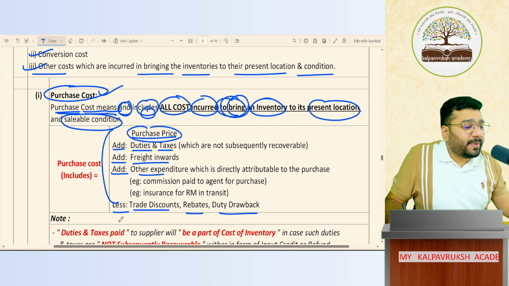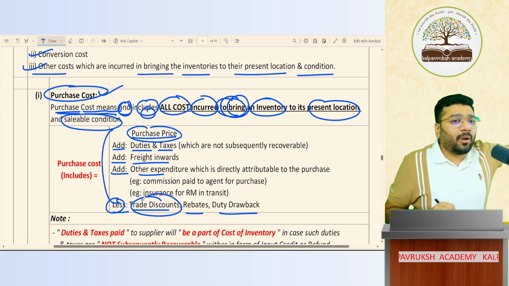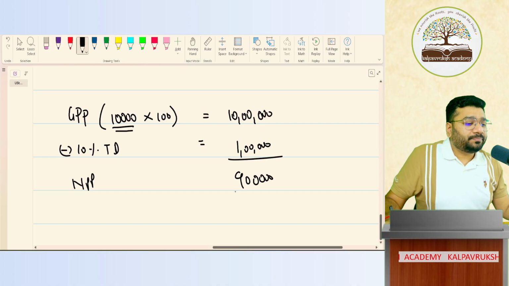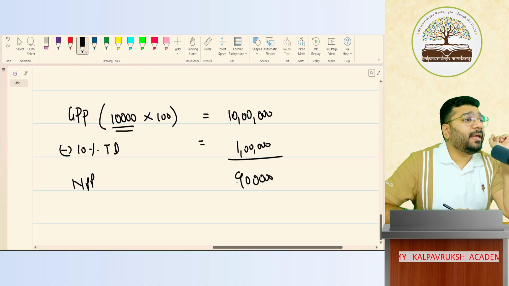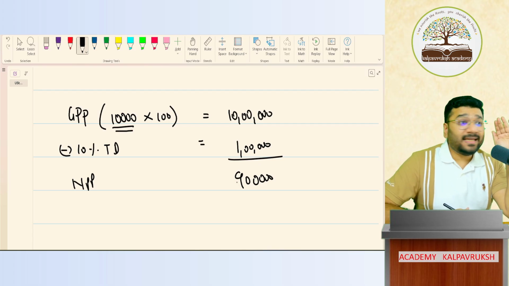So from the purchase price, minus trade discount. Do you have any problem? No problem. Everything is going smoothly so far. Fantastic. Now, if you buy any product from abroad, you are supposed to pay a duty called import duty. What is import duty? Like GST is a tax on supply of goods and services, it's an indirect taxation.